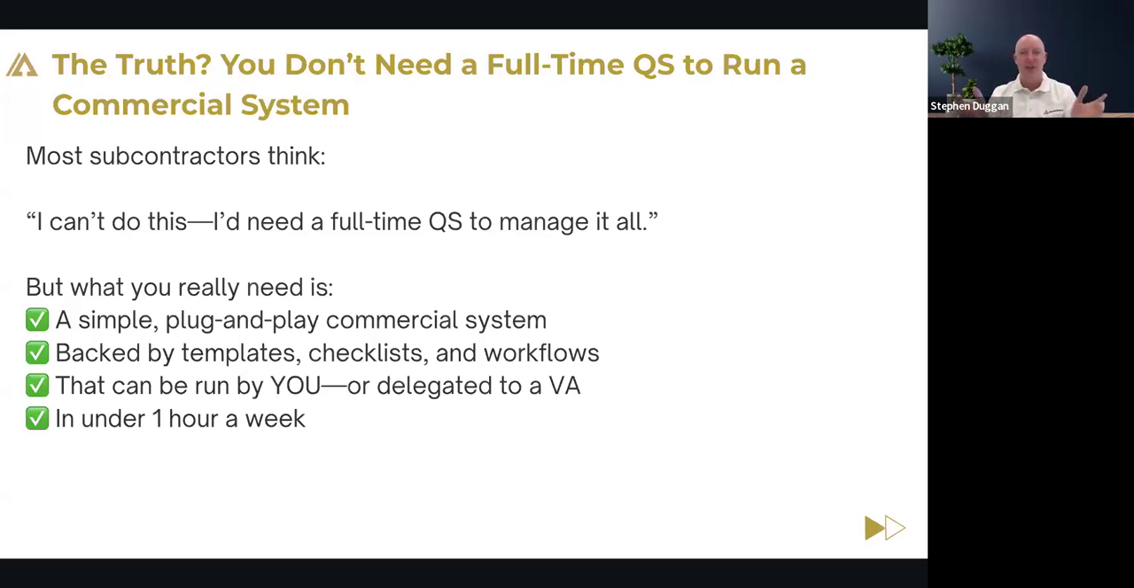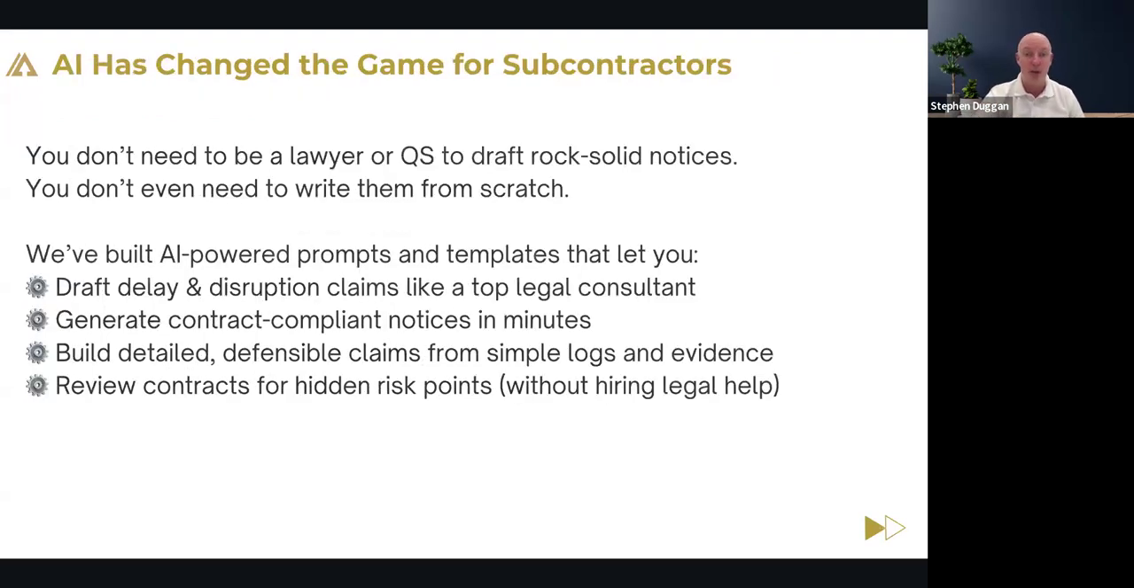you send it via WhatsApp, they upload everything that I've just described, and within a minute, they'll produce a fully documented, substantiated notice that goes off to the main contractor, and that starts the process of your entitlement to payment, and it hasn't cost you more than 2 minutes to do. So you don't need a lawyer or QS to draft rock solid notices. You won't even need to write them from scratch.